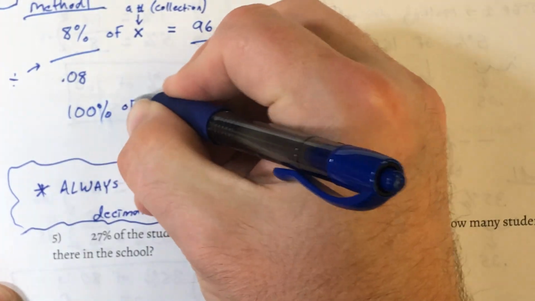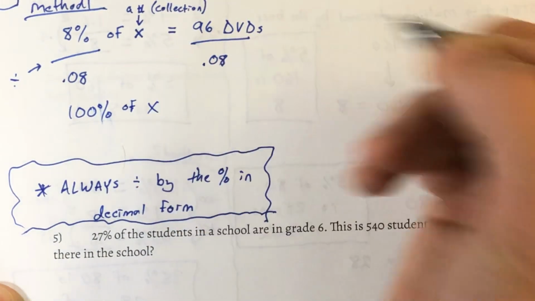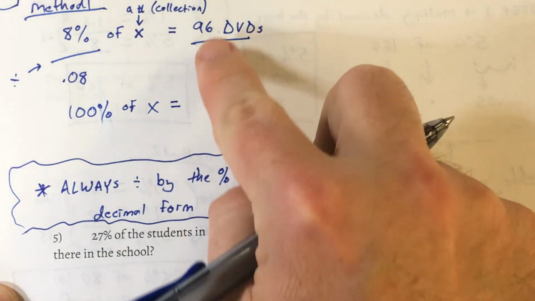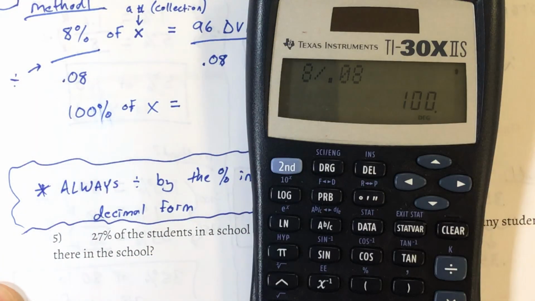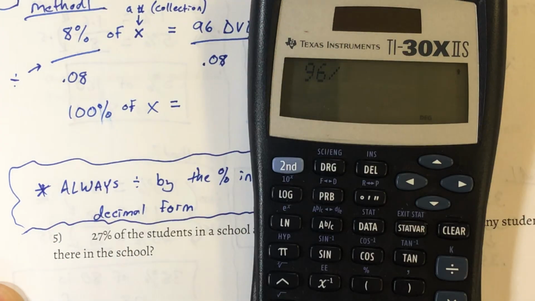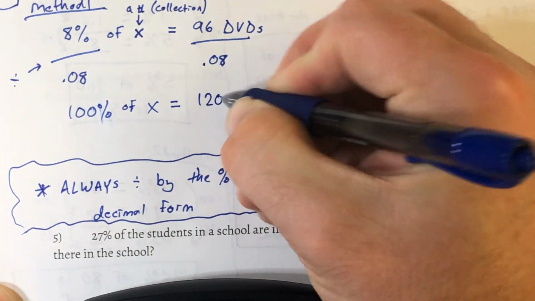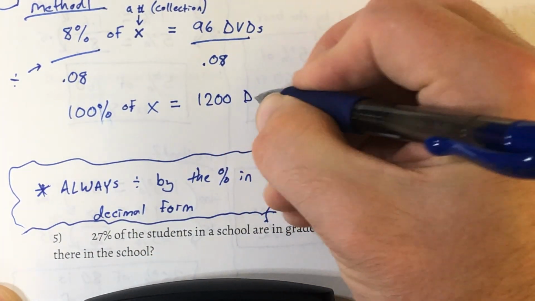So 100% of her collection, we're just going to say X for short, 100% of everything is going to be, and this is going to give us our answer, 96. Always top divided by bottom. 96 divided by 0.08 is 1,200. 1,200 what? DVDs.